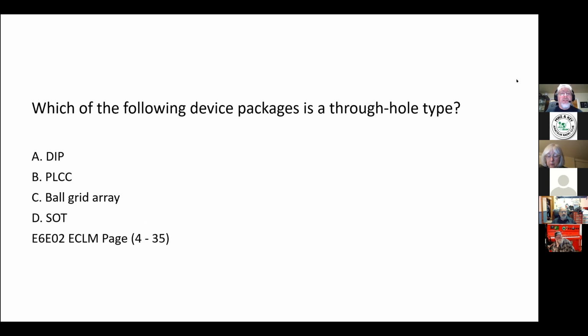Which of the following device packages is a through-hole type? A, the DIP. B, PLCC. C, ball grid array. Or D, SOT. Alpha is correct. A, dual inline pins, is that right? Yes. DIP. Do they give the definitions of the rest of those? It's package, isn't it? Dual inline package, that's correct. And no, they don't give descriptions of the rest of those.